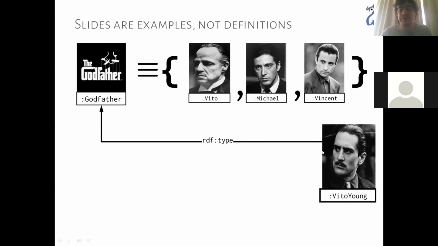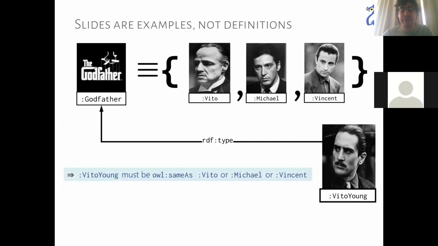So we know that there's some disjunction, which means an or case. So we know that Vito Young is the same as Vito, or Vito Young is the same as Michael, or Vito Young is the same as Vincent. So we will have to think about how to define these features, and that's something we'll talk about in the next class, which is of course very important. So there's no misunderstanding about what these features mean, what consequences they have, and how to do reasoning over them. So the conclusion here is that Vito Young must be the same as Vito or Michael or Vincent.